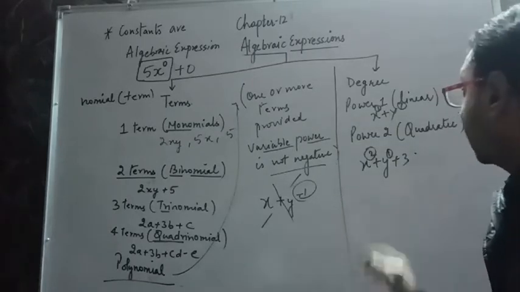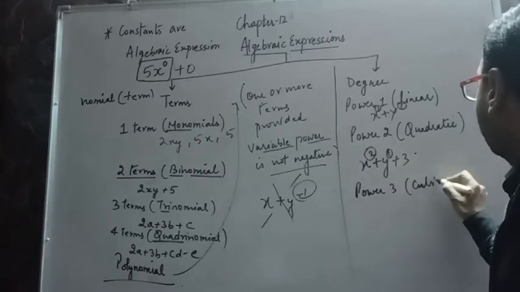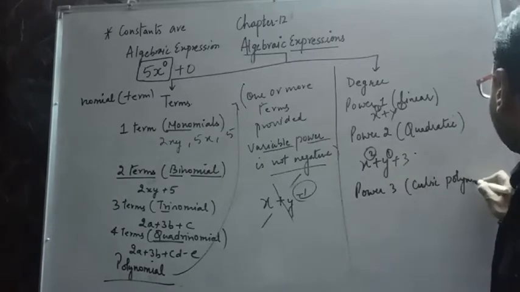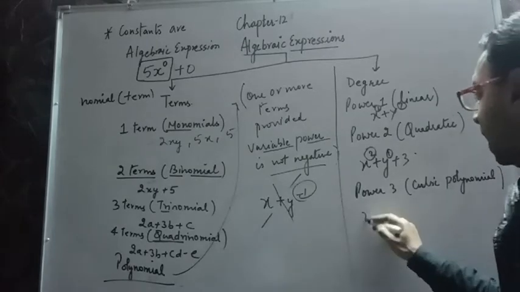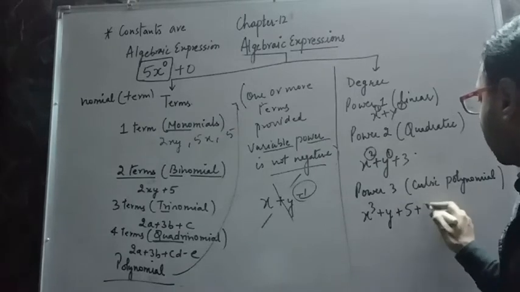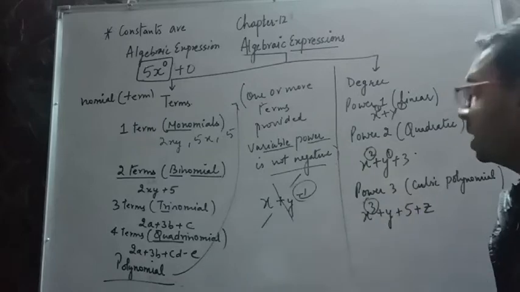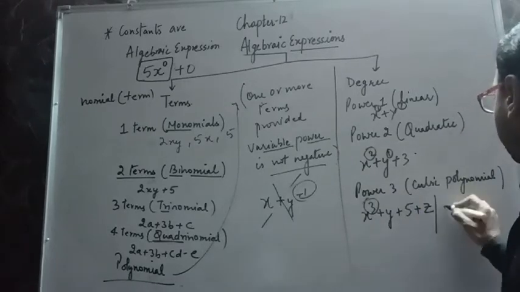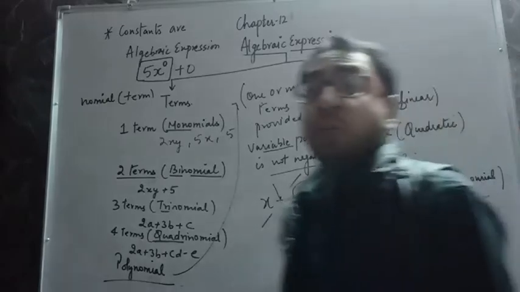Clear with that? Next, power 3. Power 3 is known as cubic polynomial. Are we clear? Cubic polynomial means x cube plus y plus 5 plus z. It's an example of cubic polynomial because highest power is 3. Even this is also an example, x, y, z plus 5. It is also an example of cubic polynomial.